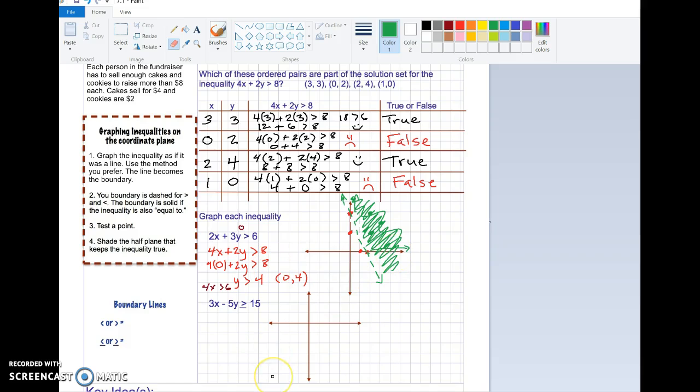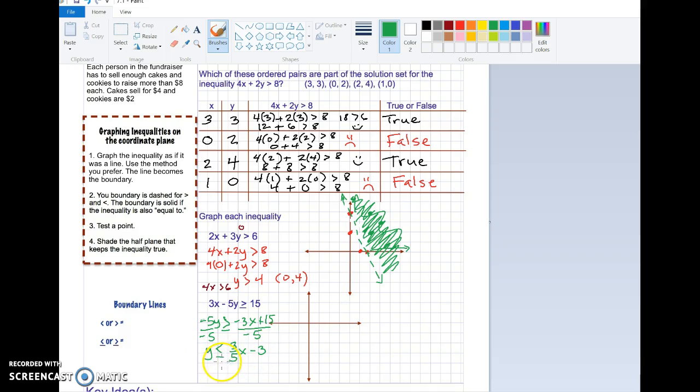All right? So let's do this one. 3x minus 5y is greater than or equal to 15. Now, what I'm going to do this time is turn this into slope-intercept form. So you go ahead and also turn it into slope-intercept form. I turned this into slope-intercept form and I got y is less than or equal to 3/5 x minus 3. If you want to go ahead and pause it and see if I did my math correctly, great, but I'm going to go ahead and graph this line.